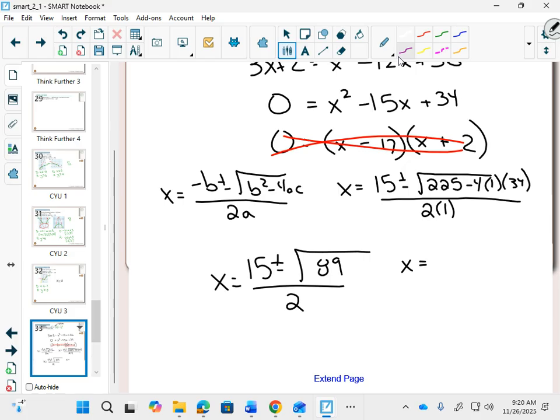We have 15 plus the square root of 89 divided by 2. One answer is 6.108. And we have another answer where we do 15 minus the square root of 89 over 2, which is 2.783.